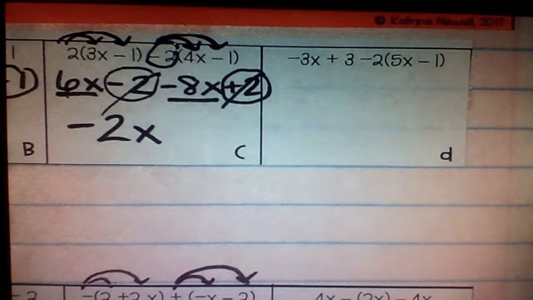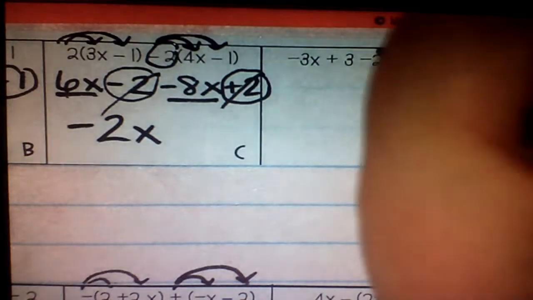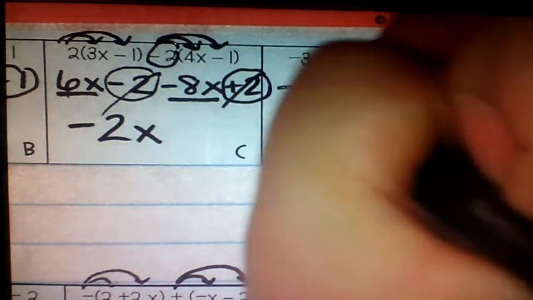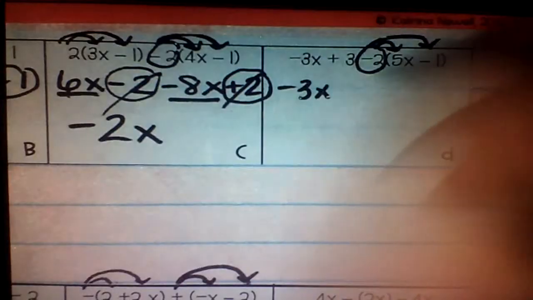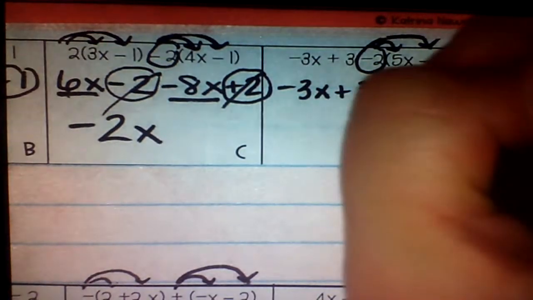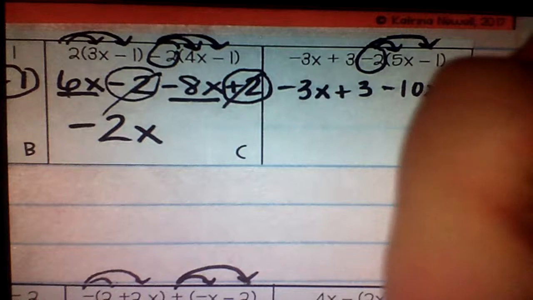Okay. D. We need to distribute through the -2. So we bring down the -3x, we bring down the 3, and when I distribute through, I get -10x plus 2.